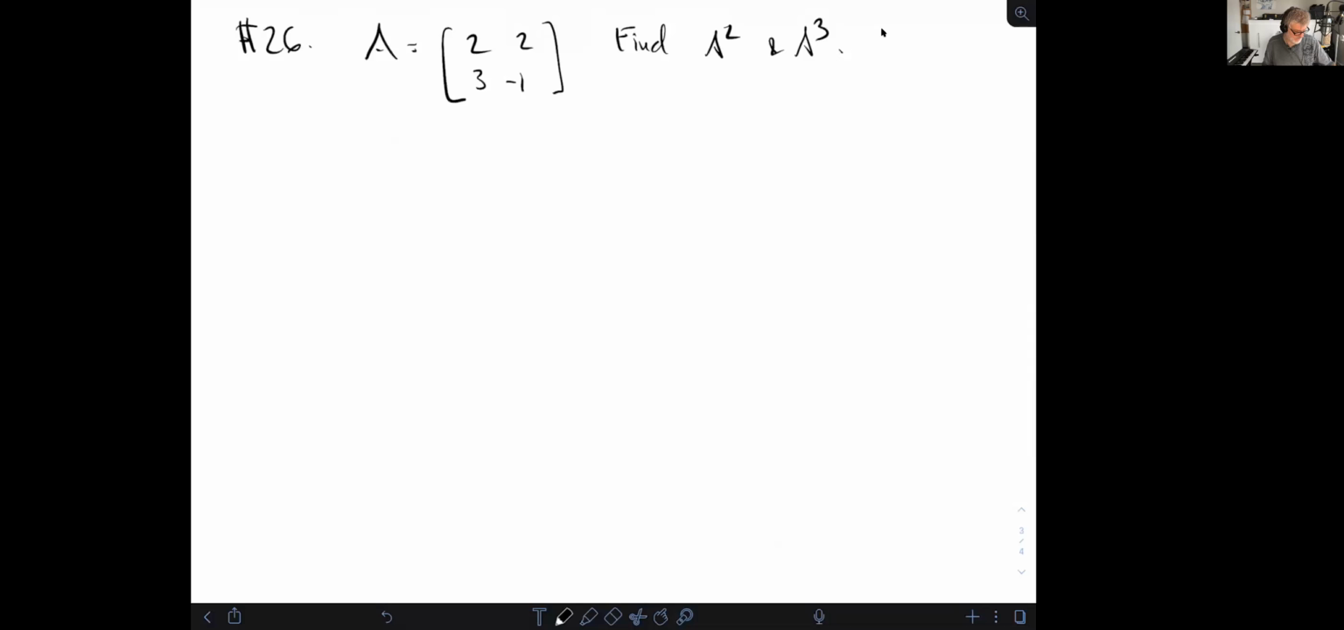Okay, B. And f of A, where f of x is x cubed minus 3x squared minus 2x plus 4. Notice, by the way, that to compute f of A, I'll have to compute A squared and A cubed anyway, so it's not extra work to do those. So let's start with A squared.